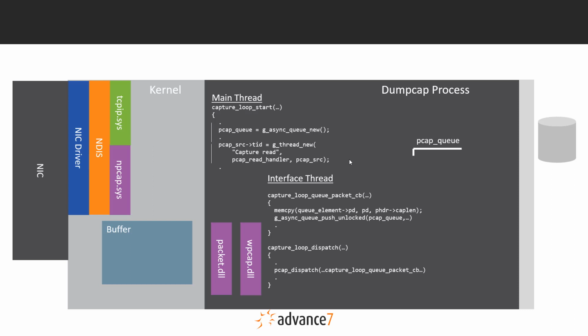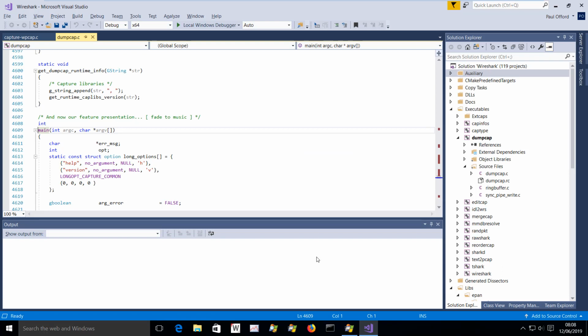The interface thread starts and executes pcap read handler, but that just does some preparation work, and eventually we end up in the pcap loop dispatch loop, which is literally a while loop going round and round. So before we go any further, let's take a look at the code executing. So here we have the code loaded up in Visual Studio, and we are actually showing it starting at the main function. I've set breakpoints throughout the code to stop at interesting places.